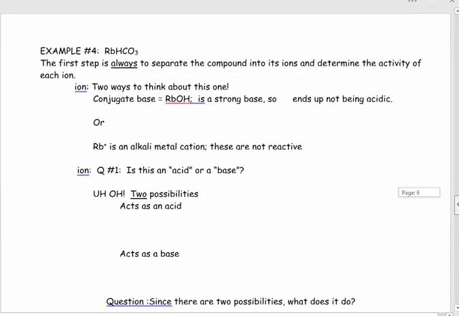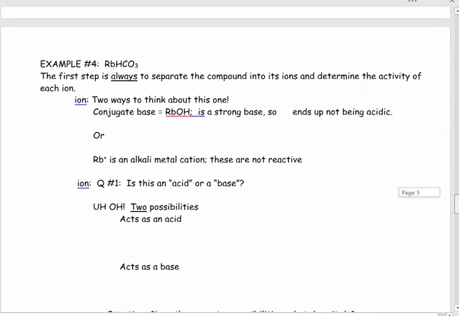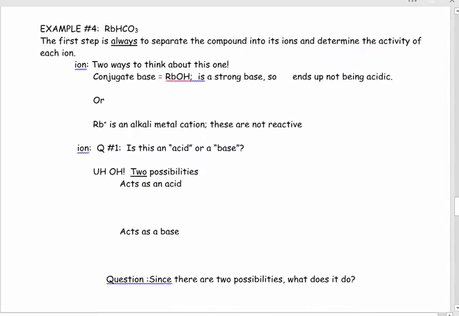Okay, so let's look at one more example. RbHCO3. All right, so this is ionic because we have the rubidium ion. Okay, the metal's the first part, the whole rest of it's your anion. We have HCO3 minus. Okay, so the conjugate base of Rb plus is RbOH. That's a strong base, so Rb is not acidic.